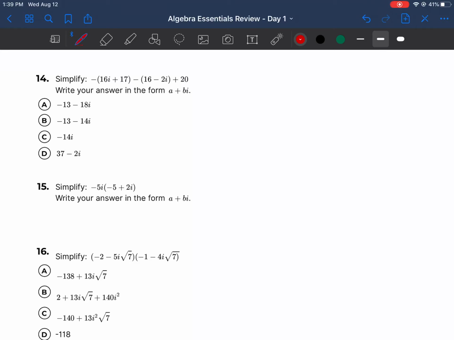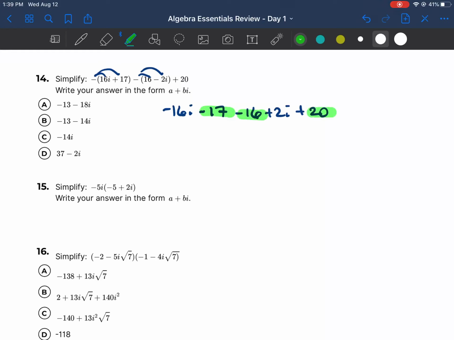Let's make sure we're careful with how we distribute. We need to distribute the negative signs here. So we would get negative 16i minus 17 minus 16 plus 2i plus 20. Now let's add the real parts, which I'll highlight in green. Negative 17 minus 16 plus 20, if we add those all together, we should get negative 13.